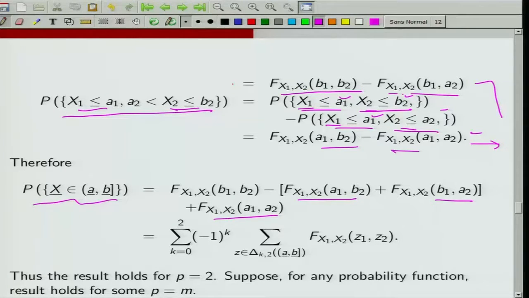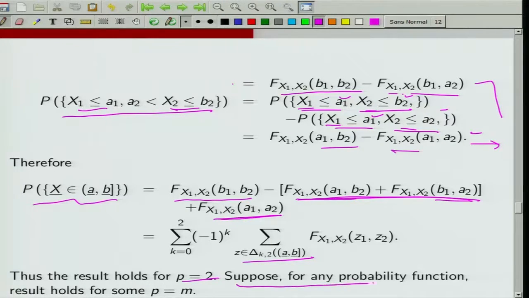So, you see this is same as when 0 of them are coming as a_i's, which is this term, which comes with the minus 1 to power 0, a positive sign. So, F_{X1,X2}(b1, b2). Then one of them is an a_i, which comes through this, but that comes with a negative sign. So, minus 1 to power 1, which is this. I am summing over all such vertices. Then finally comes k is equal to 2, which comes with minus 1 to power 2, a positive sign, and where both of them are a_i's, which comes with a positive sign, F_{X1,X2}(a1, a2). So, thus the result is true for p is equal to 2.